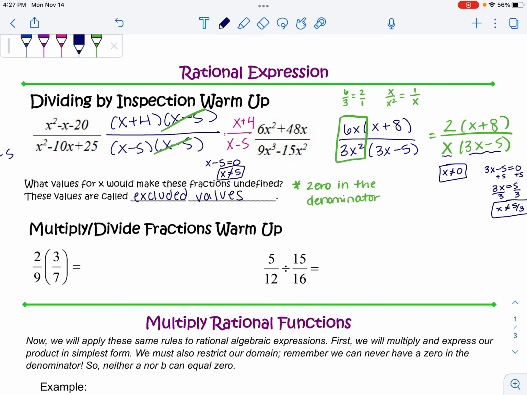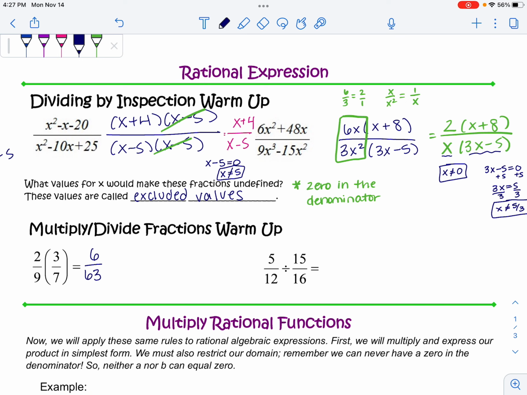Just throwing it back to multiplying and dividing fractions, just normal fractions. So how would I multiply 2 over 9 times 3 over 7? If you're not sure, use your calculator. Have your calculator multiply these for you, and then look at what fraction you get as your answer. Maybe that could help you make some connections here. But I'll tell you that for multiplying fractions, we always multiply straight across, the numerator times the numerator and the denominator times the denominator. So 2 times 3 is 6, and then 9 times 7 is 63.